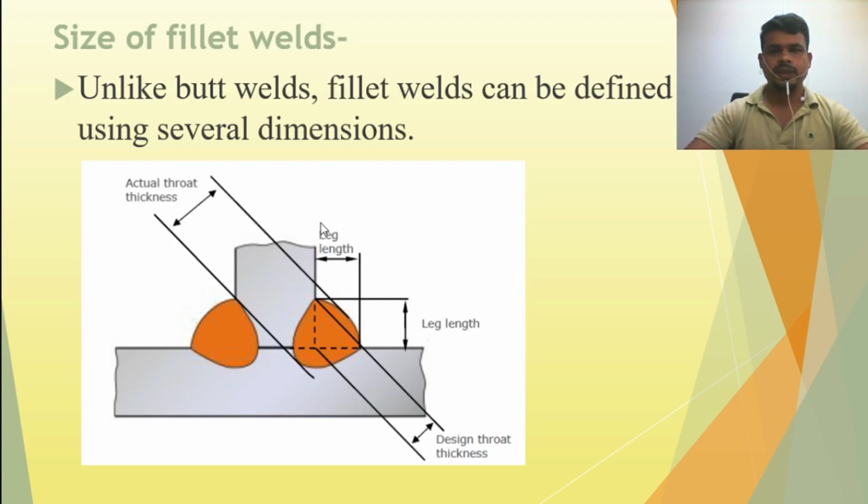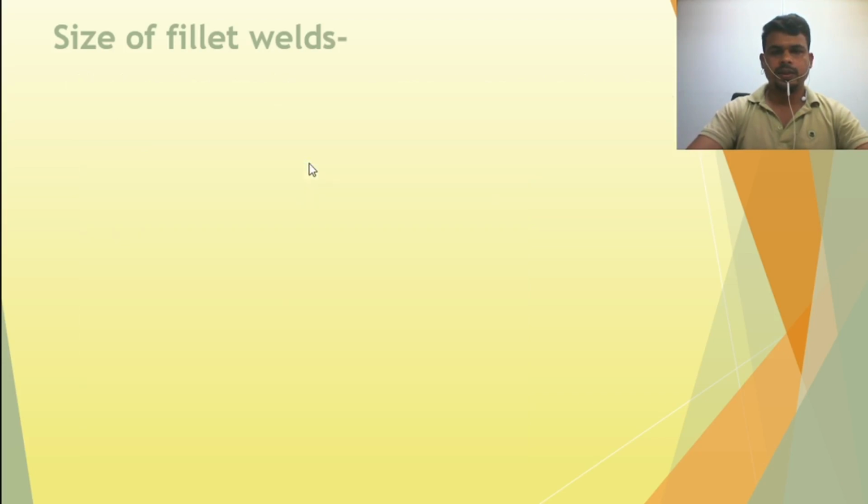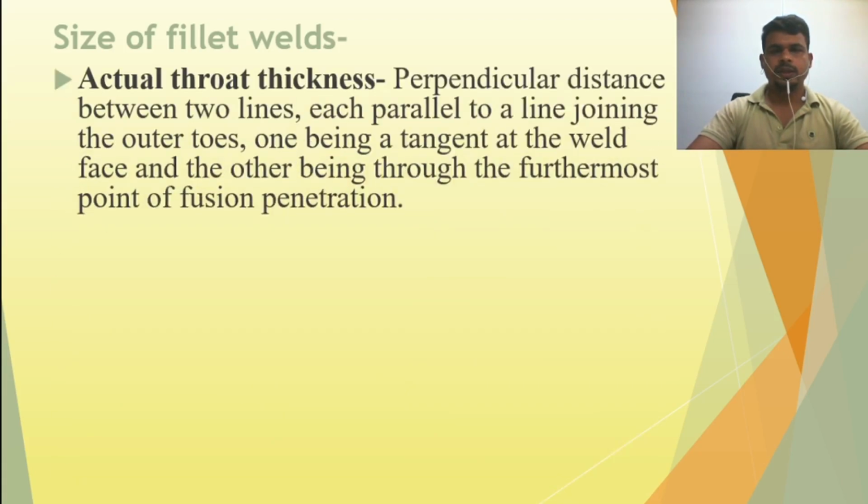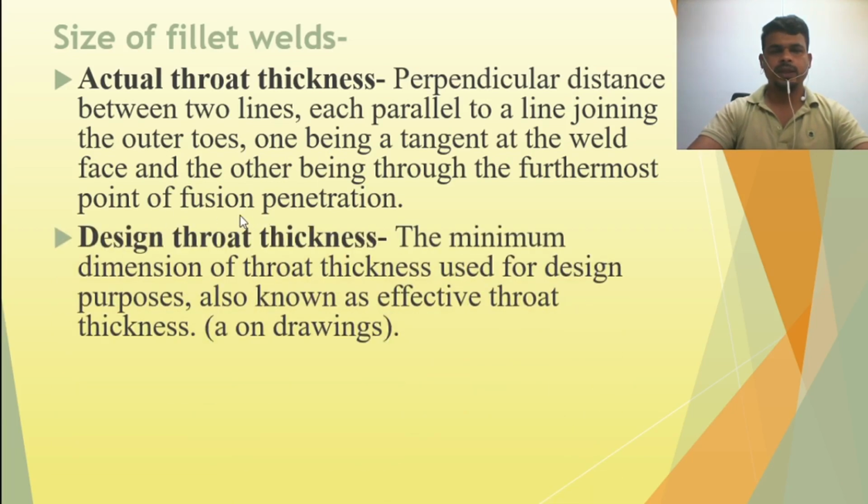So let's see the definitions. What is the leg length, what is the design throat thickness, what is the actual throat thickness? The actual throat thickness is the perpendicular distance between two lines, each parallel to a line joining the outer toes, one being a tangent at the weld face and the other being through the furthermost point of the fusion penetration. What is the design throat thickness? The minimum dimension of throat thickness used for design purpose, also known as effective throat thickness, A on drawing.